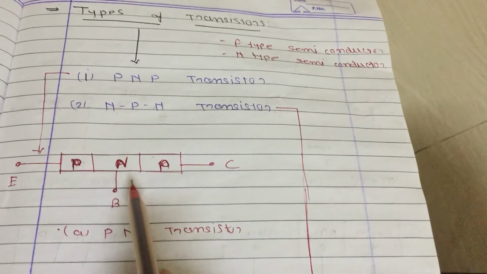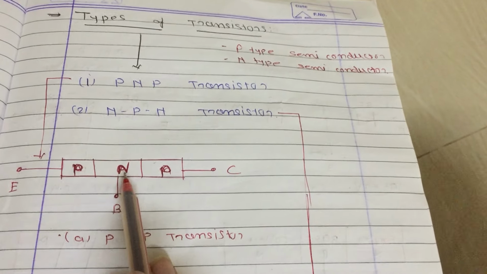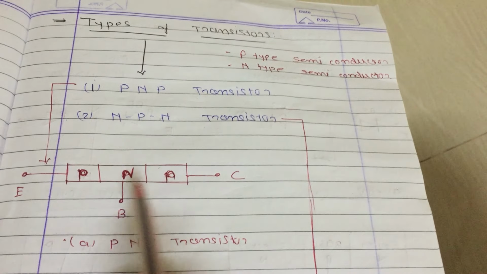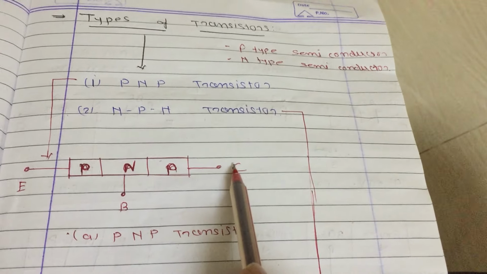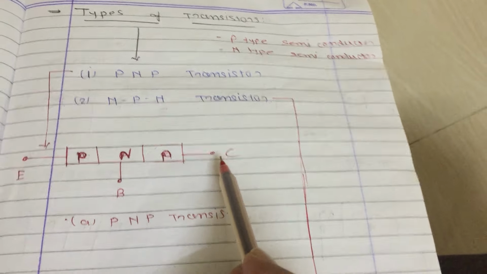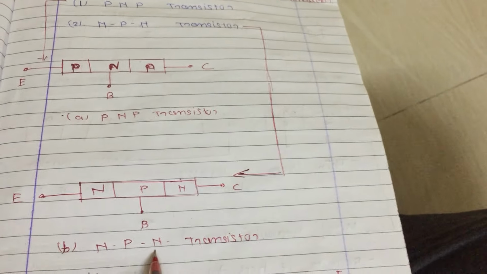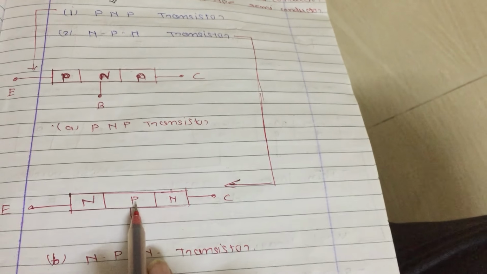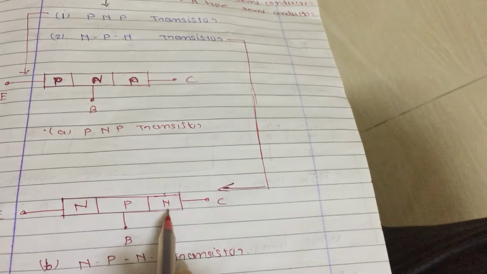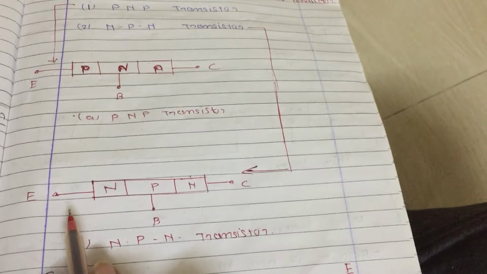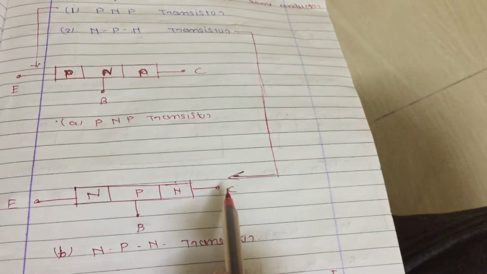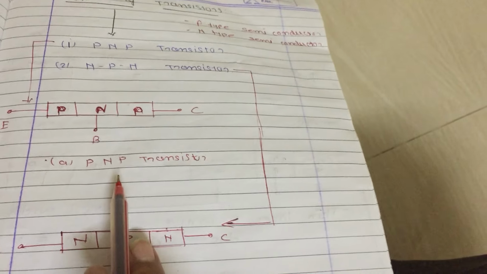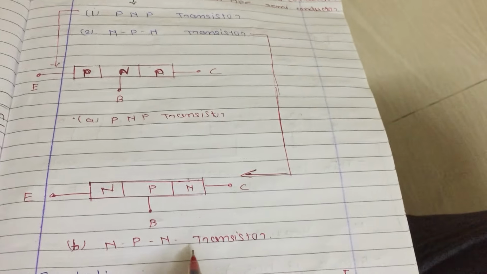In this PNP transistor, the n layer comes between two p-type layers, and one is connected with emitter, second one is connected with base, and third one is connected with collector. The same construction is available for NPN transistor. You can see that in NPN transistor, a p layer semiconductor is put between two n-type semiconductors. The same terminals are available as in PNP transistor: one is emitter, second one is base, and third one is collector. This is PNP transistor and this is NPN transistor.